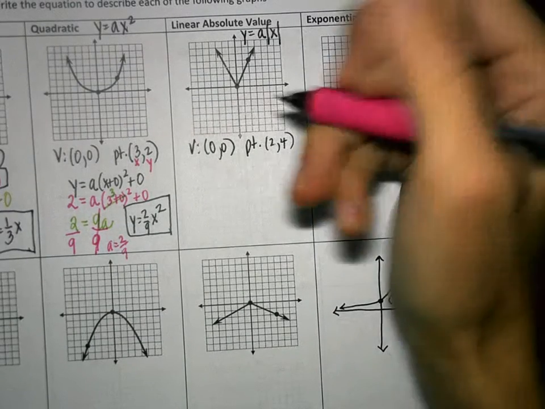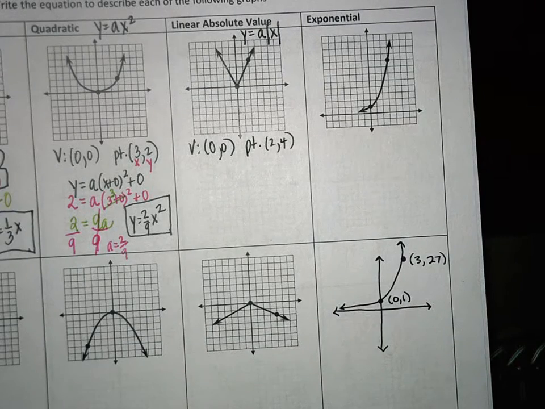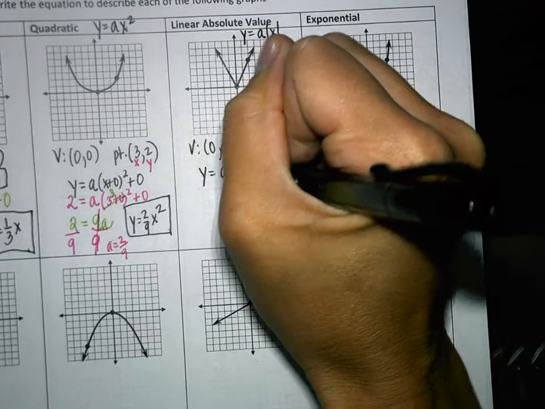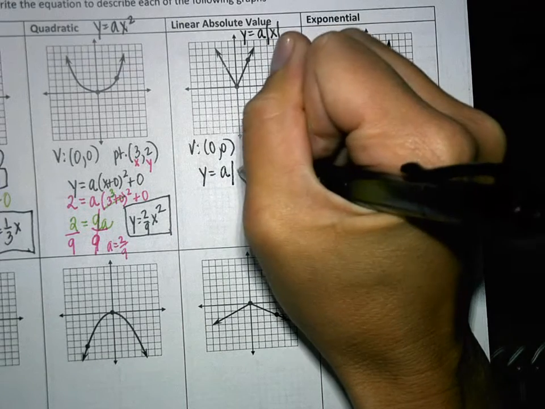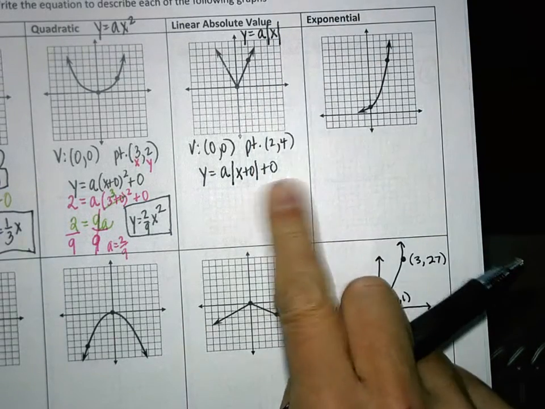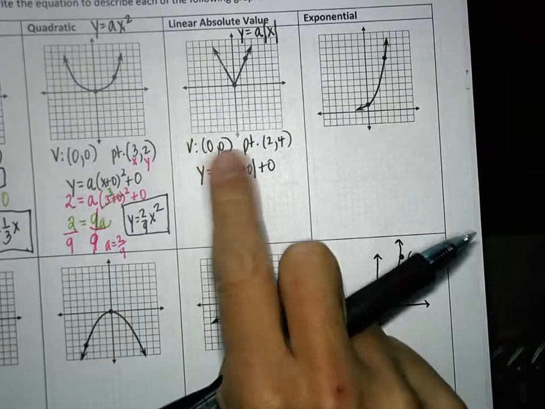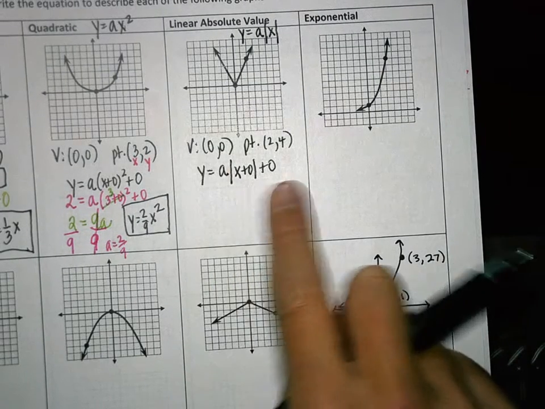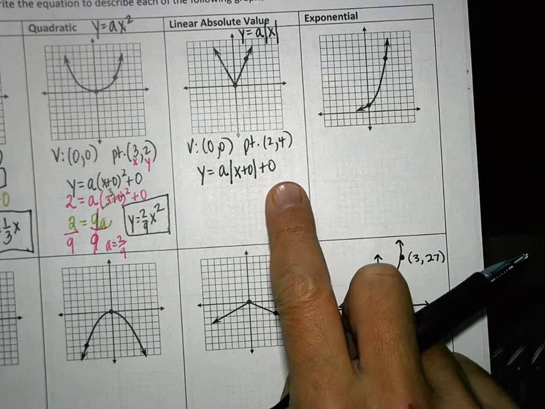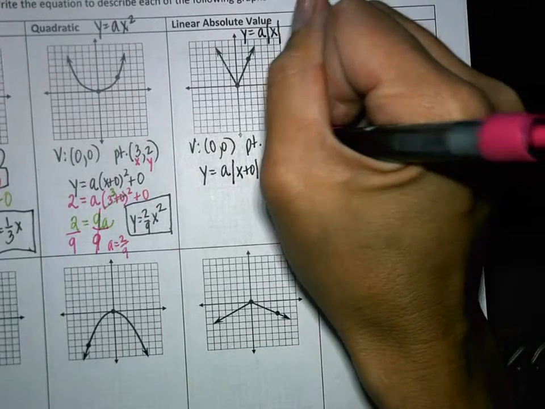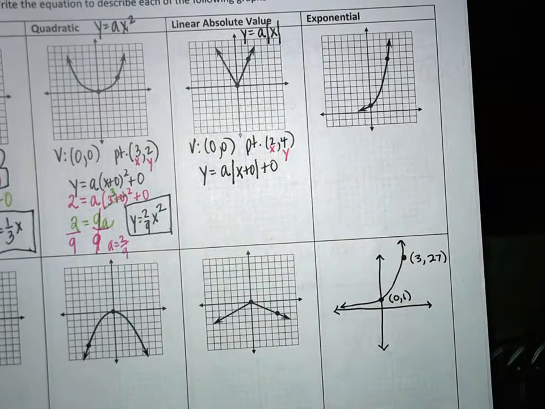Okay, we're going to write this with our zeros first. So y equals a absolute value of x plus 0 plus 0. And again, I'm writing this because these zeros come from the vertex. Sometimes my vertex will be at a different point, so I'd put different numbers here. Now we're going to plug in the other point with x and y so we can solve for a.